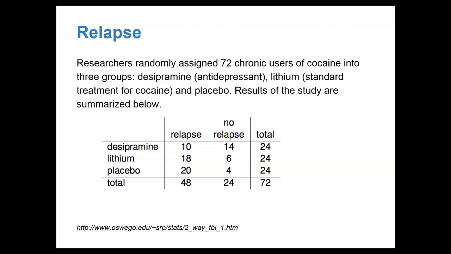One thing I want to point out about the table is notice that we are looking at categorical variables in this case with nominal values. So in the columns, we have whether the patient relapsed or not, and in the rows, we have the actual treatment that was used for the patients.